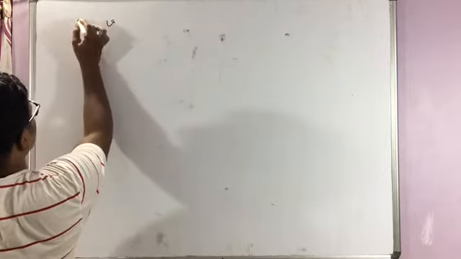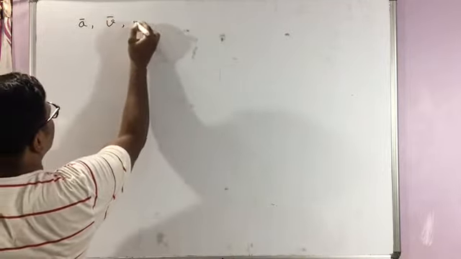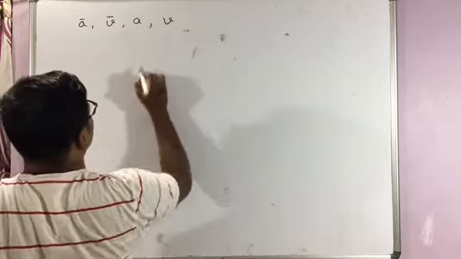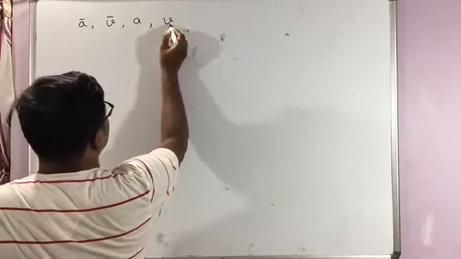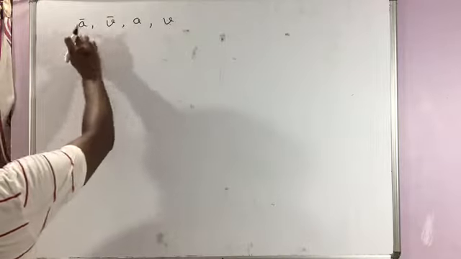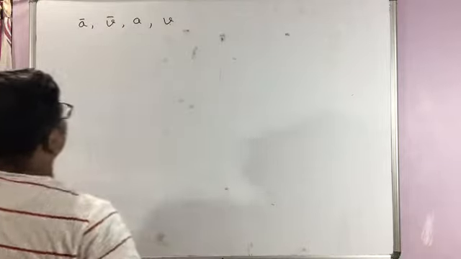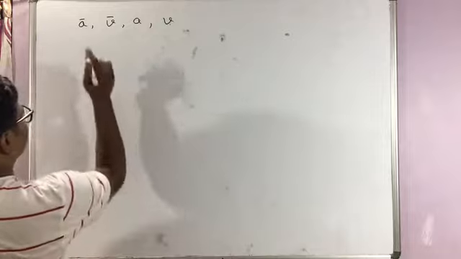So simply, I will be using the symbol A for acceleration, V for velocity, bar means average, and simply A and V mean instantaneous acceleration and instantaneous velocity. A bar and V bar mean average acceleration and average velocity. So let us write down the formulas first.